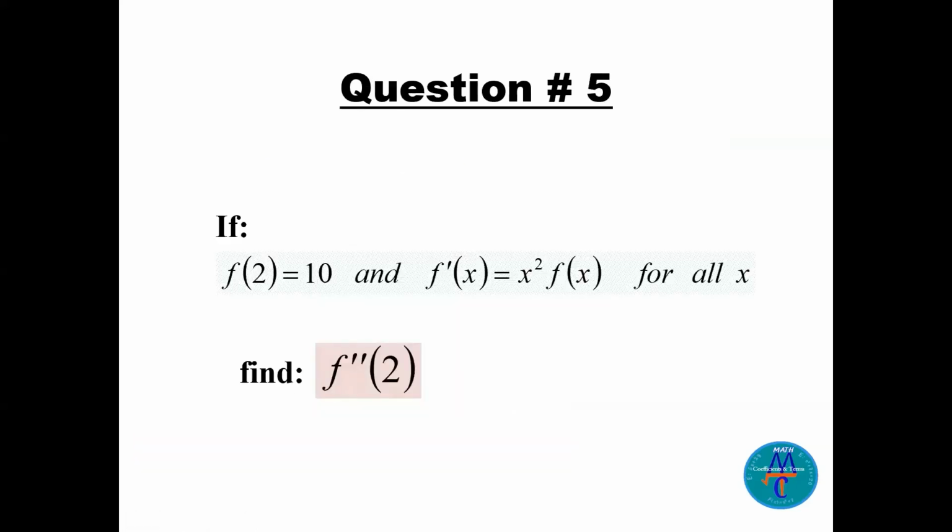Question number 5 is a nice question here. We have f of 2 is equal to 10. F prime of x is equal to x squared times f of x for all values of x. Let's find the second derivative of the function f at 2.